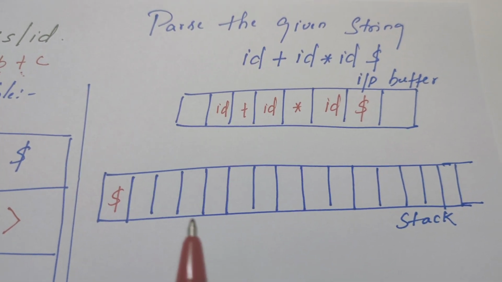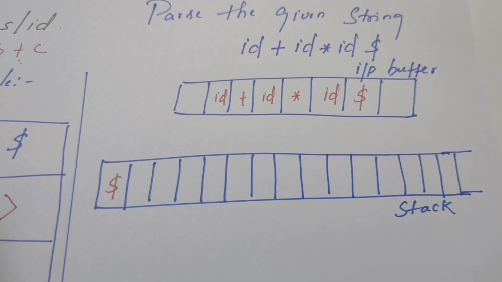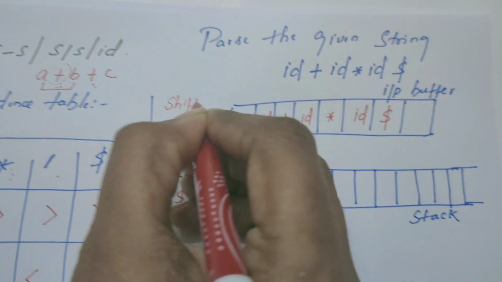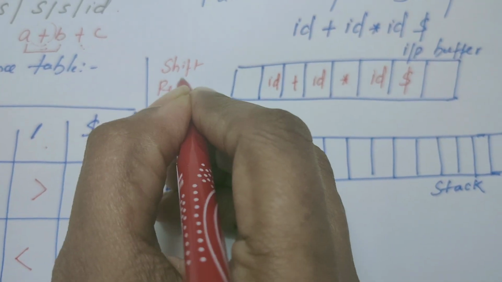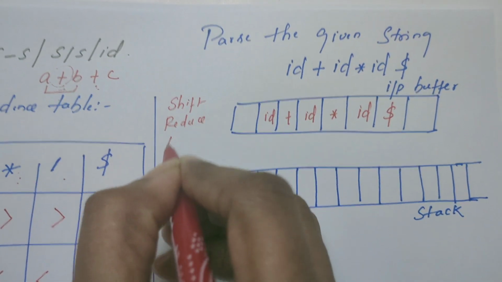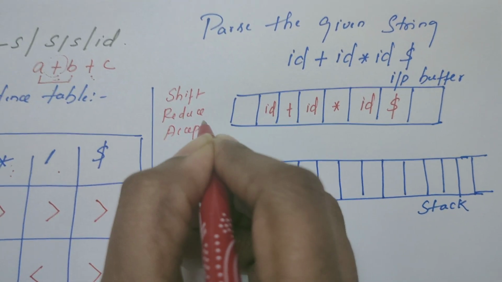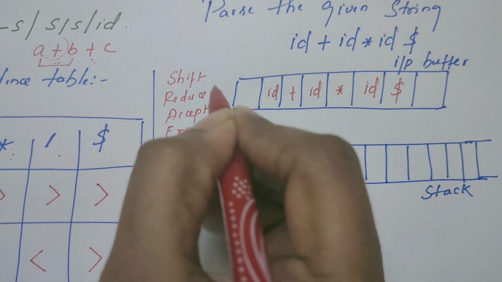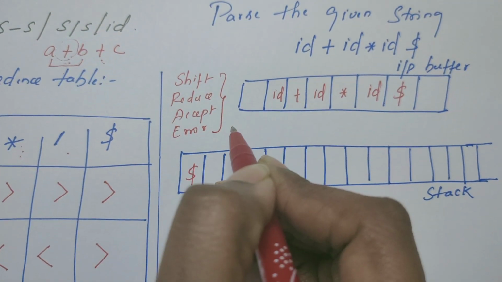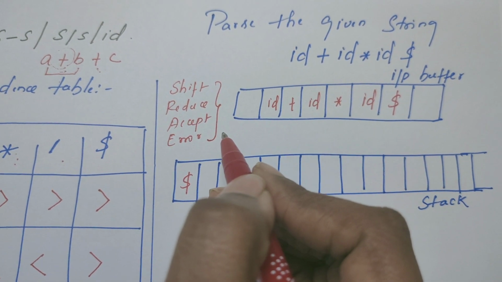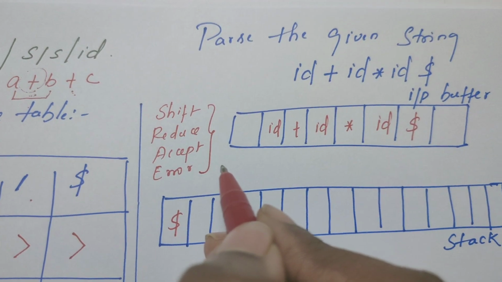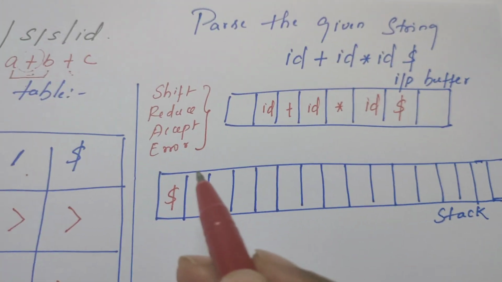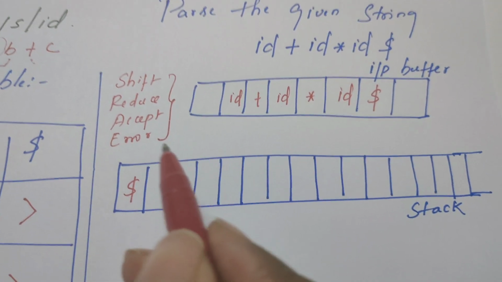So what are the actions performed by the bottom-up parser? In general, a bottom-up parser performs four actions. One is shift, another one is reduce, then accept, or if the string is not parsable by it, it will end up in error. These are the four actions performed by a bottom-up parser, of course by the operator precedence parser also. So this operator precedence parser is also a type of bottom-up parser.